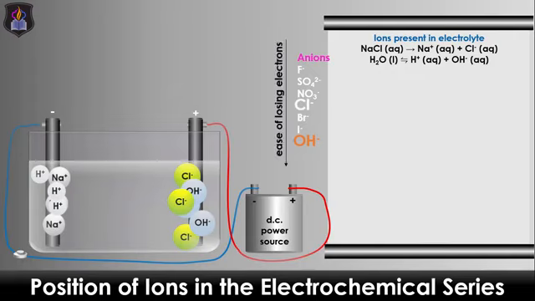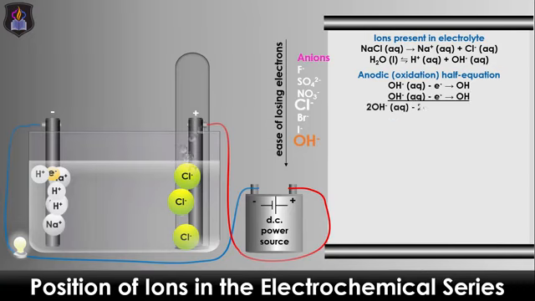The ease of losing electrons increases down the series for anions as less energy is required by the ions to undergo oxidation or lose electrons. The hydroxide ions undergo oxidation by losing one electron each to form OH radical. Since OH cannot exist on its own, 4 moles of OH will combine to form 2 moles of water and 1 molecule of oxygen gas, as seen in the anodic half equation.